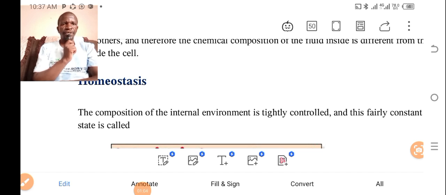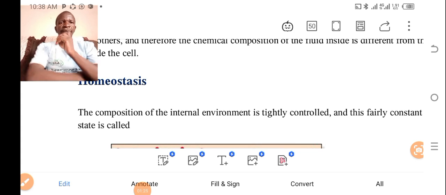What are these conditions? We have the condition of the temperature. It is tightly controlled within narrowly controlled limits. So it's impossible that everyone can have the same temperature. But we do have what we call a normal temperature, and it falls within certain limits, narrowly controlled limits.